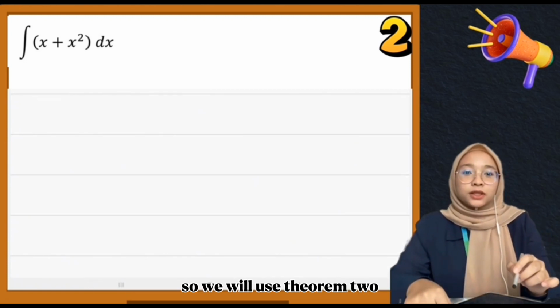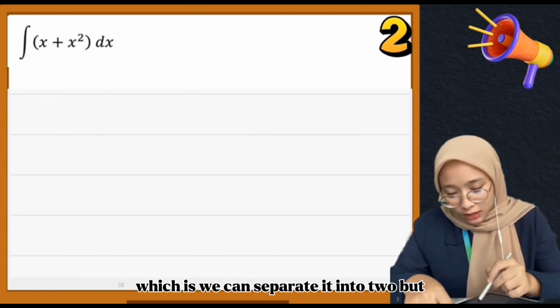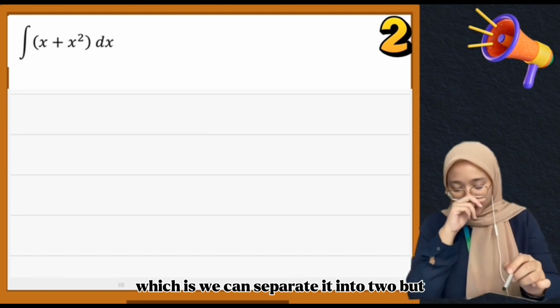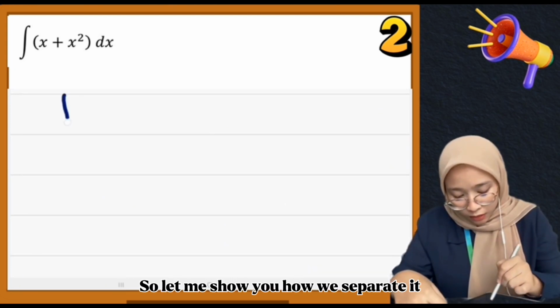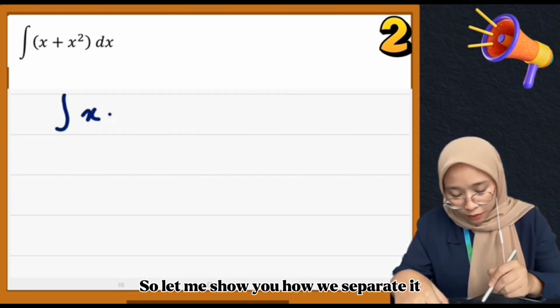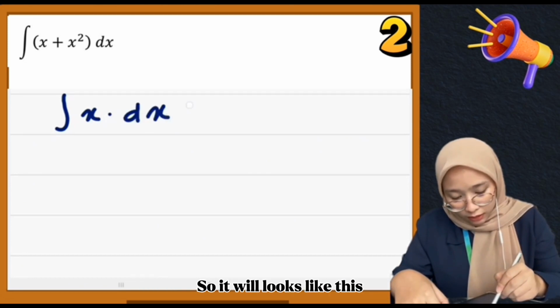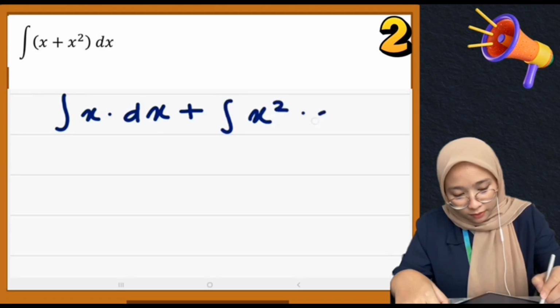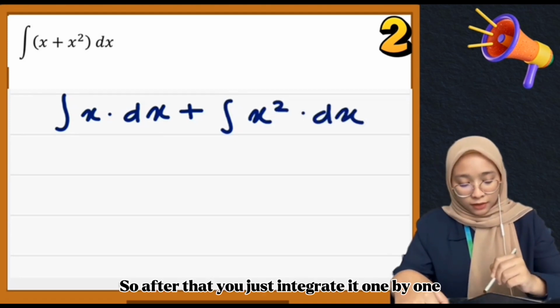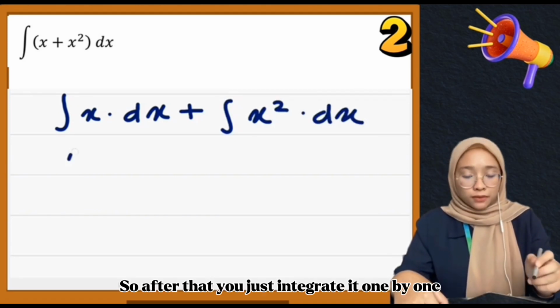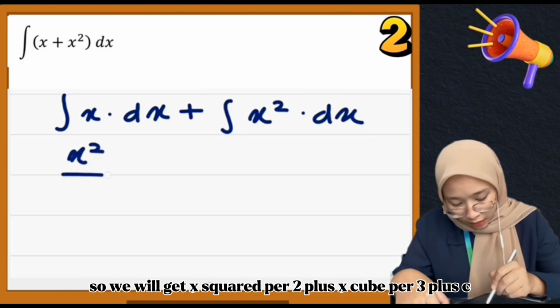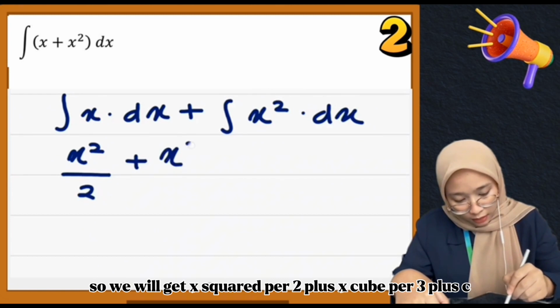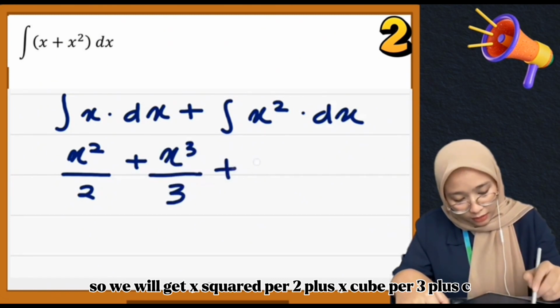So we will use theorem 2, which is we can separate it into 2 parts. Okay, so let me show you how we separate it. So it will look like this. So after that, you just integrate it one by one. So we will get x squared per 2 plus x cubed per 3 plus c.